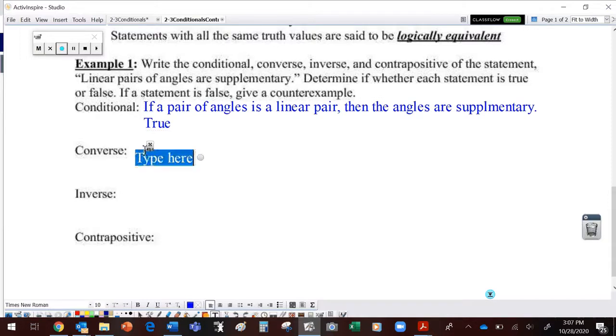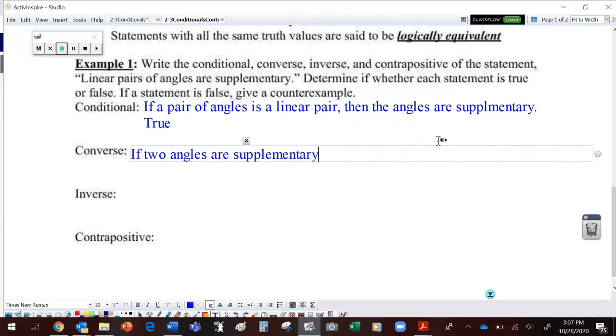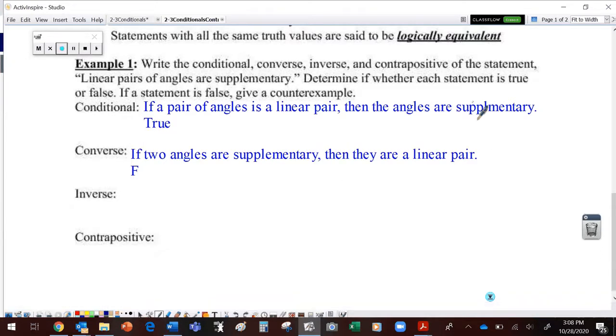Okay, the converse. Now the converse is the one where we switch the order. So we'll flip this around and we'll say if two angles are supplementary, then they are a linear pair. Well, this one is not necessarily true. There are instances where this is false. For instance, here's our counterexample. Here's one angle.